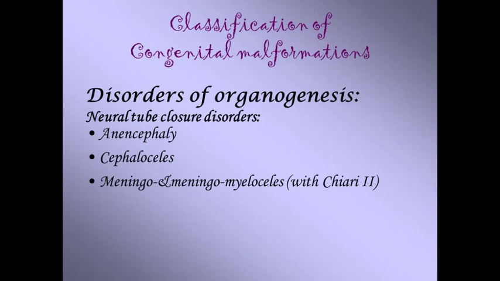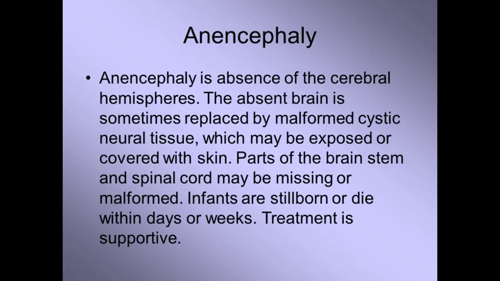Classification of congenital malformation. Disorders of organogenesis: neural tube closure disorders like anencephaly, cephalocele, and meningomyelocele with Chiari type 2. Anencephaly is absence of the cerebral hemispheres. The absent brain is sometimes replaced by malformed cystic neural tissue, which may be exposed or covered with skin. Part of the brainstem and spinal cord may be missing or malformed. Infants are stillborn or die within days or weeks.